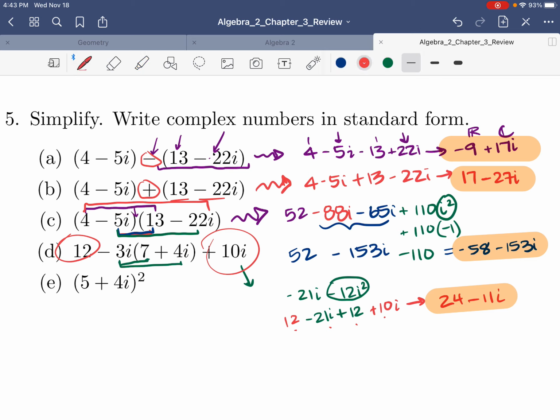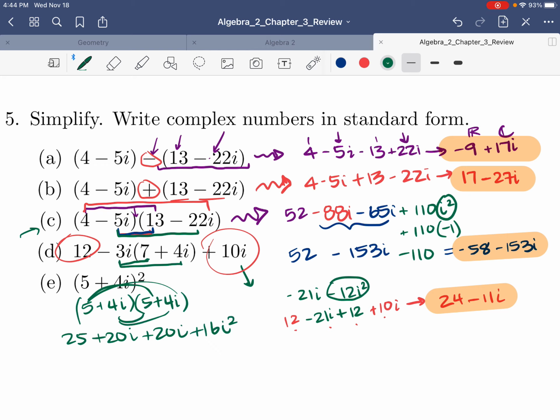Last problem, question E. Question E is a binomial, a complex number raised to the power of 2. So I'm going to write down what that means. It means 5 plus 4i times 5 plus 4i. I'm going to multiply those two together. And it's FOIL. It's exactly like question C, except the numbers are not the same. But the technique is 25 plus 20i plus 20i plus 16i squared. There goes the alarm, right? Okay, so when you have 16i squared, that's positive.